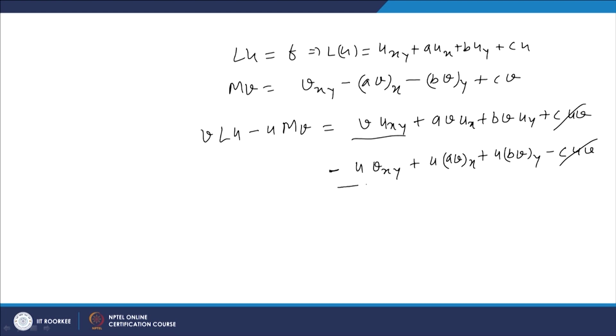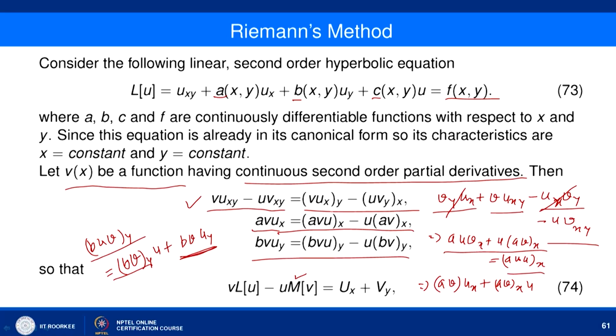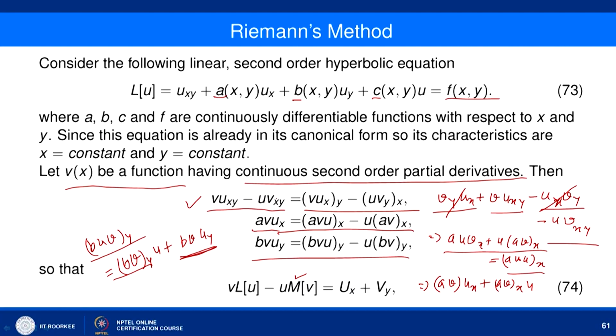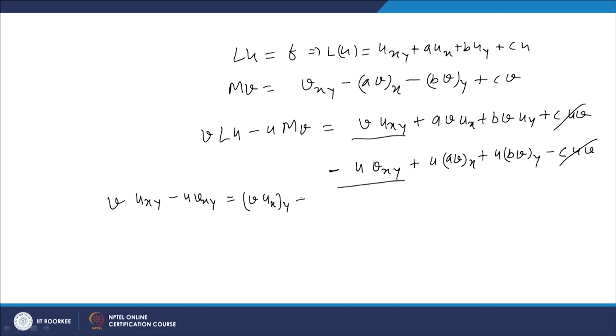Now, this term, v u_xy minus u v_xy, which we have approximated like this: v u_xy minus u v_yx, u v_y of x. So, this term minus this term we have approximated like this. Now, how do we write it here? So, this a v u_x, and here how can we write this thing?